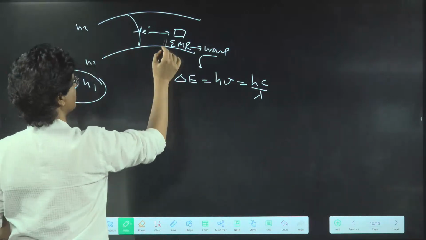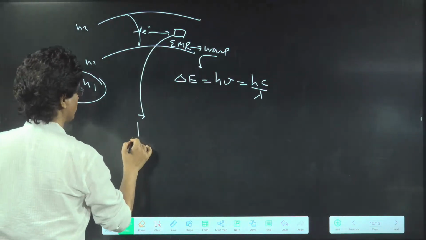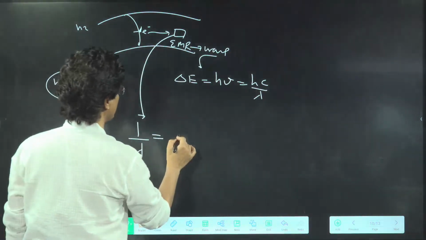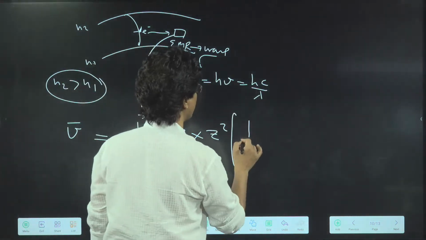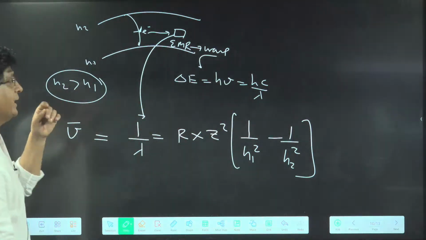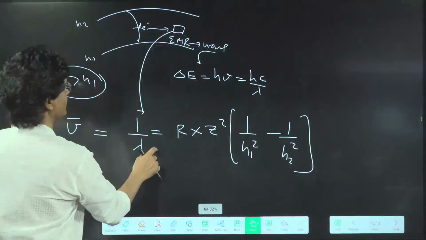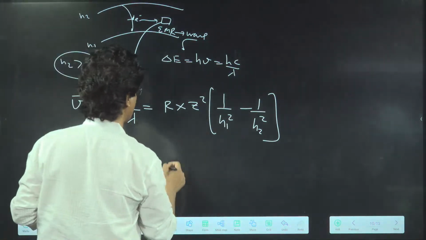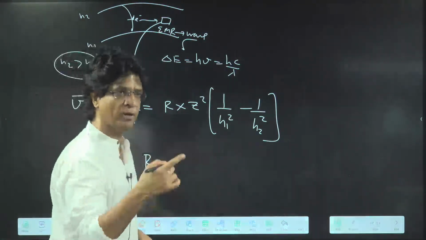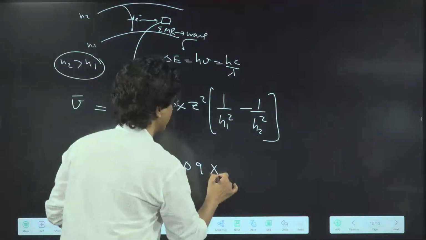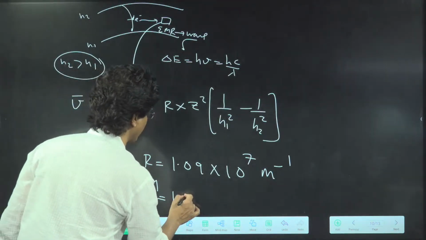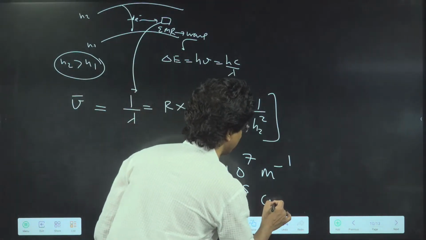So the lambda of this photon, or 1 upon lambda, also called nu bar, the wave number, is equal to R into Z square into (1 upon n1 square minus 1 upon n2 square). Remember that, where n2 is more than n1. This Z is called the atomic number, but this R is called Rydberg's constant. For you to learn, the value is 1.09 into 10 to the power 7 meter inverse, or you can say the R value is 1.09 into 10 to the power 5 centimeter inverse.